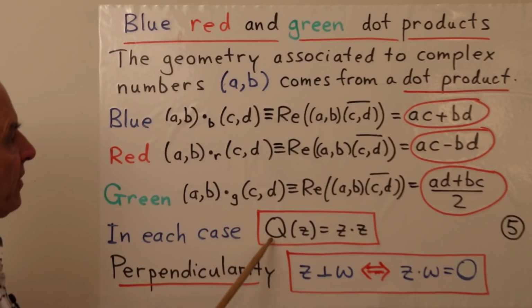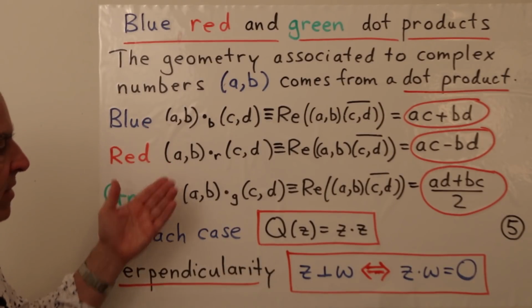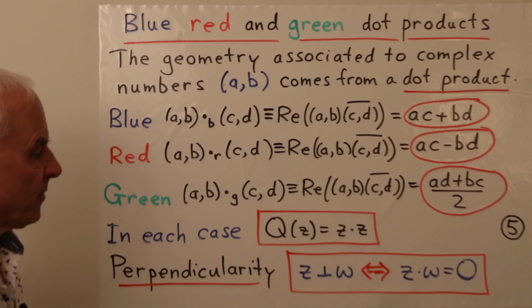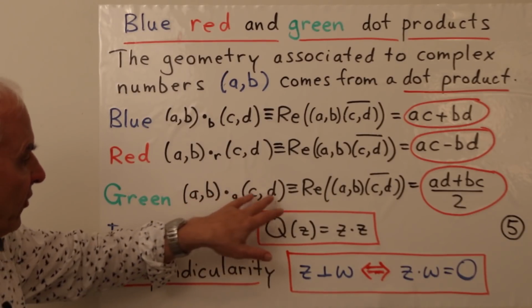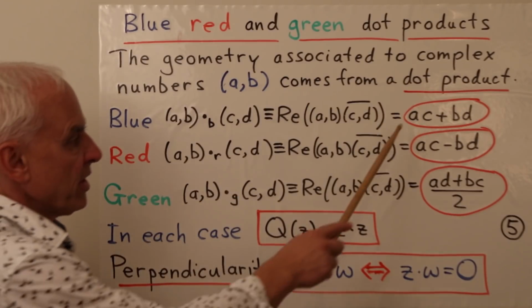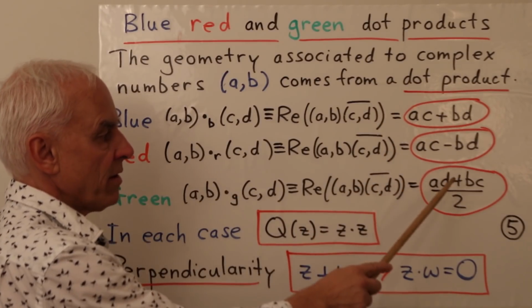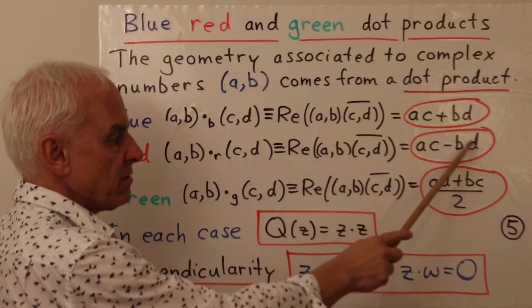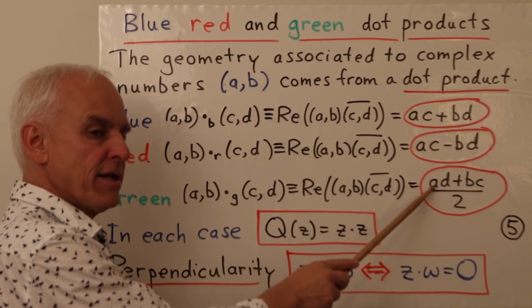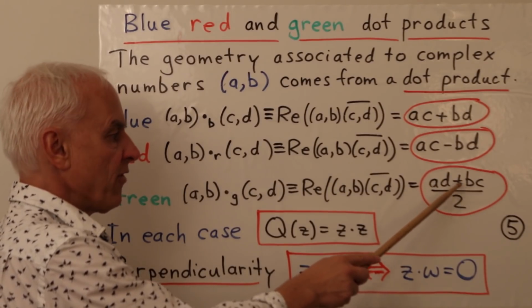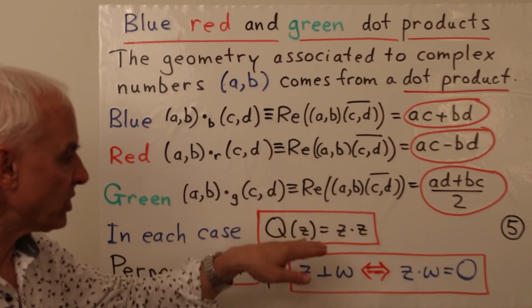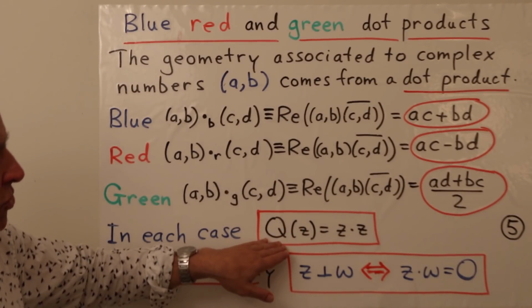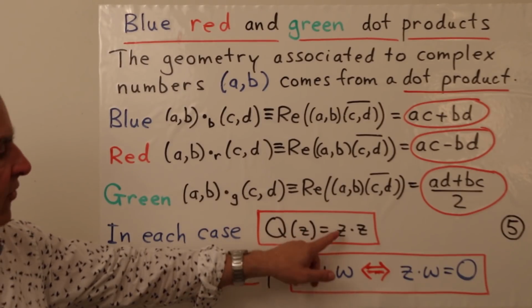In each case, then, the quadrance that we started with is z dot z. If we just have a single vector, say AB, and replace the CD with AB, then here we're going to get A squared plus B squared. Here you get A squared minus B squared, and over here you're going to get AB plus BA over 2, which is the same as AB. So in each case, we recover the standard quadrance as z dot z.